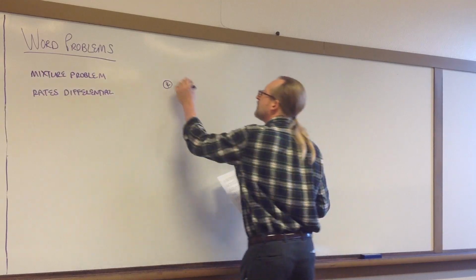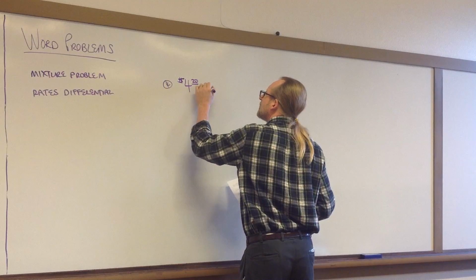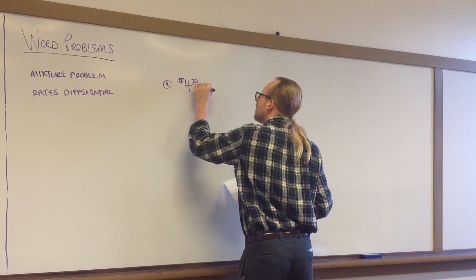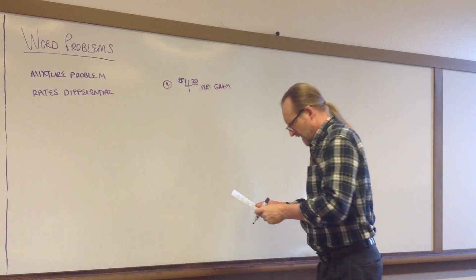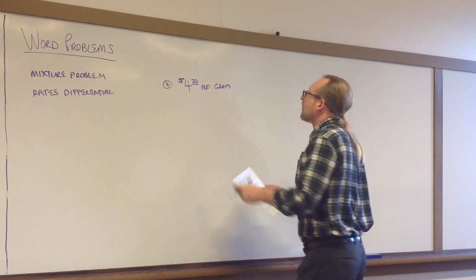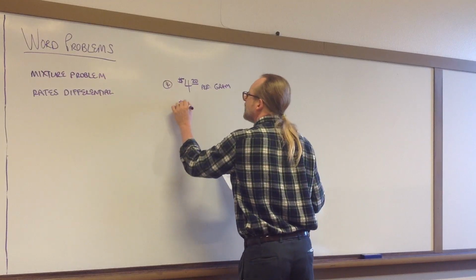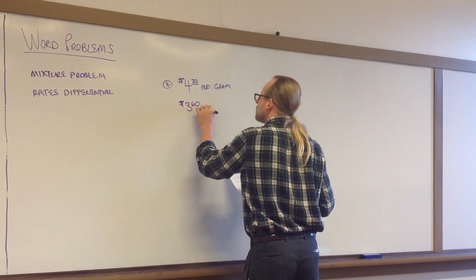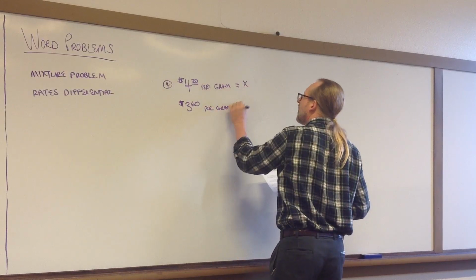So first off, we've got some spice that's going to cost $4.20 per gram. And then the other spice, we're going to have 30 grams, and it costs $3.60 per gram. So this one we could call x.